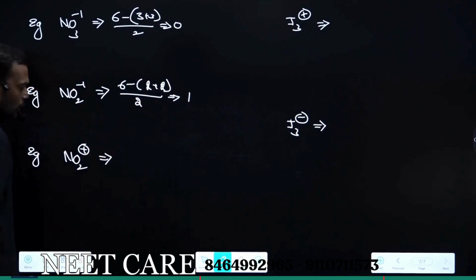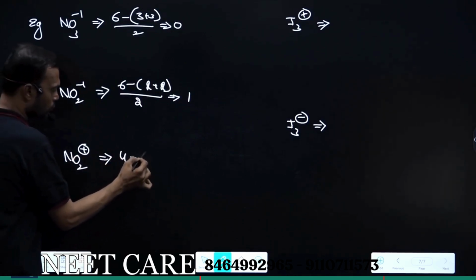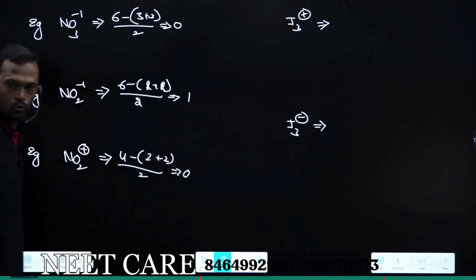So 6 minus 4, 2. 2 by 2, 1. Now NO2 plus: nitrogen 5 minus 1, 4. 4 minus 2 sigma, 2 pi, divided by 2. Then the answer is 0. No lone pair.